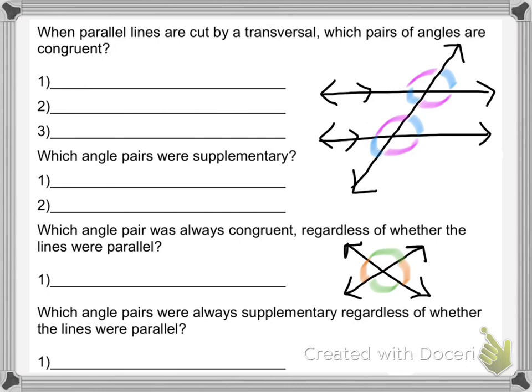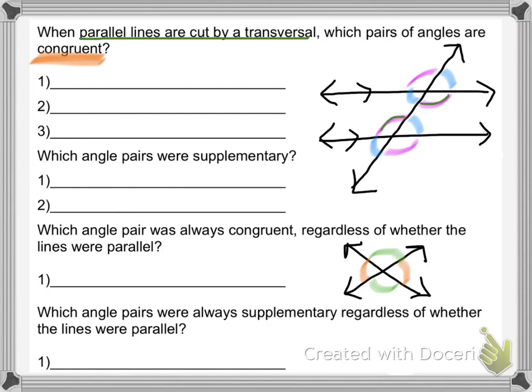So first off, when parallel lines are cut by a transversal, which pairs of angles are congruent? Congruent means that they are equal in measure. If you look at this picture that I drew on the right, this is what we learned in our last lesson. When we have parallel lines crossed by a transversal, there are 4 pairs of angles that are congruent, and there are another 4 pairs of angles that are also congruent. In my picture, you can see all of the pink angles are congruent and all of the blue angles are congruent.